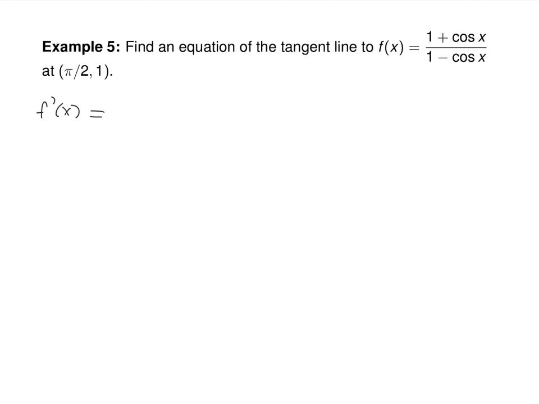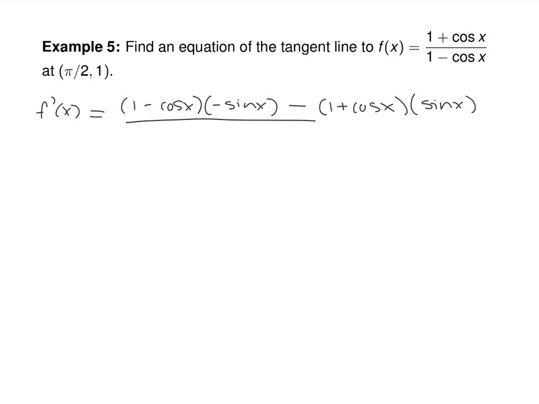Okay, so we got low d high. What's the derivative of the upper function? Negative sin x. Minus high d low. Sine of x. All over low squared. I'm just not going to simplify. I'm just going to plug in pi halves. Saves you time, doesn't it?